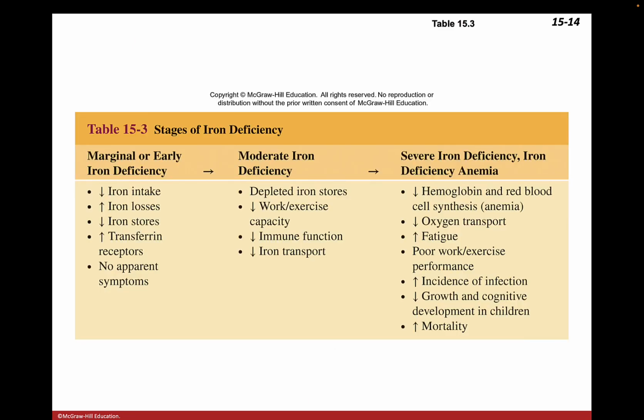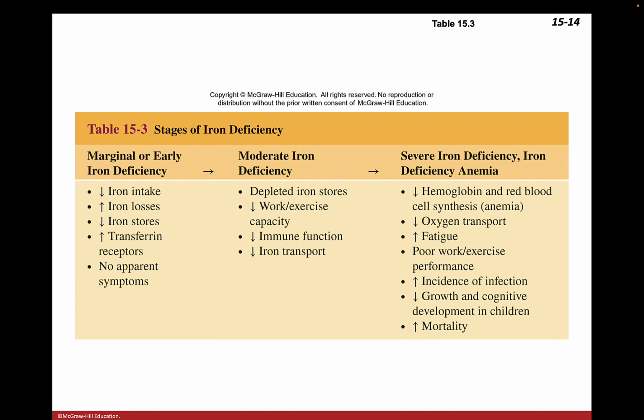Now, there are 3 stages of iron deficiency. When we look at marginal or early iron deficiency, this could be due to decreased iron intake, an increase in iron losses, a decrease in iron stores, or it could be due to an increase in transferrin receptors. Typically, there are no apparent symptoms. Once we get to the point where we start to see moderate iron deficiency, we're going to see depleted iron stores. There's going to be a decrease in work exercise capacity. This is also going to include factors such as decreased immune function and a decrease in the transport of iron.